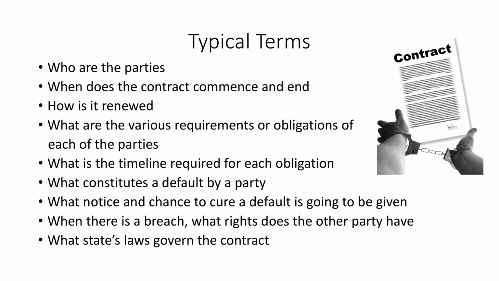What constitutes a default by a party? What have they done that could trigger that default? And then if they have defaulted, what kind of notice are you required to give that defaulting party? And what opportunity do they have to then cure that default? And then when there is a breach, what rights does the non-breaching party have? And what state's laws are going to govern the contract? This is just a bare bones outline of some of the very important kinds of things that need to be covered in a contract.